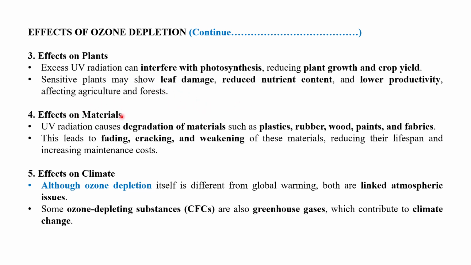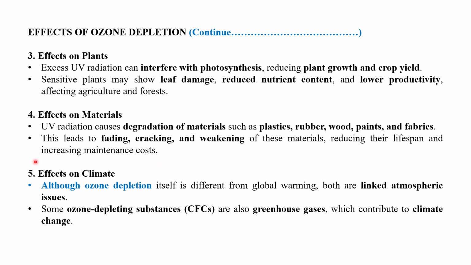So, what are the effects on materials due to ozone depletion? UV radiation causes degradation of materials such as plastic, rubber, wood, paints, and fabrics. All things are going to be damaged due to ultraviolet radiation or due to ozone layer depletion. This leads to fading, cracking, and weakening of these materials, reducing their lifespans and increasing maintenance cost.